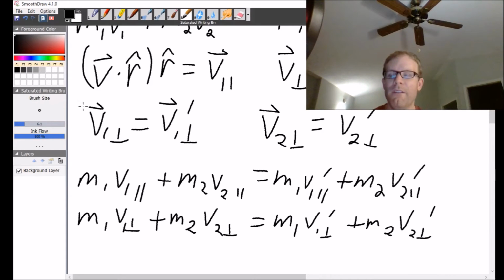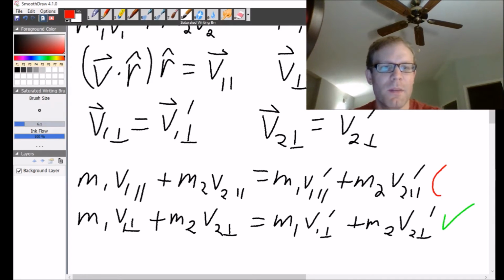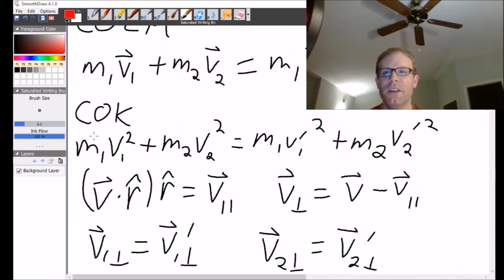Now here's the thing, having v1 perpendicular equal to v1 perpendicular prime and v2 perpendicular equal to v2 perpendicular prime automatically satisfies this equation. So this equation is automatically taken care of. I don't have to worry about that one. The only one I do have to worry about now is this equation right here, the parallel equation. So I'm going to call that equation 1. And then I've also got to satisfy the conservation of kinetic energy.